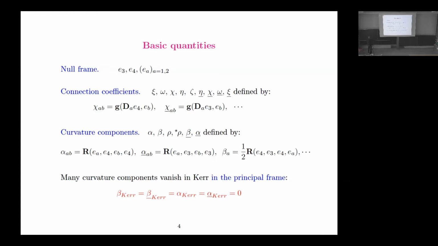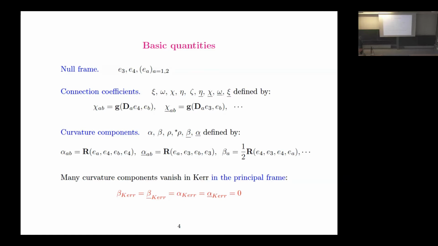Okay, so for instance, maybe again I can draw a picture in Minkowski, which again is different from Kerr because it's the integrable case. So in Minkowski, if I look at, for instance, an outgoing null cone, then E4 would be the generator of outgoing null cones. E3 would be the generator of ingoing null cones. And E1, E2 would span the tangent space of the round spheres of intersection between outgoing and ingoing null cones.